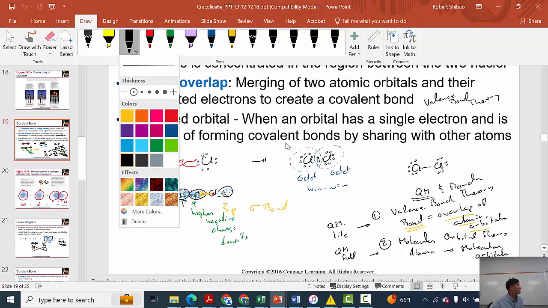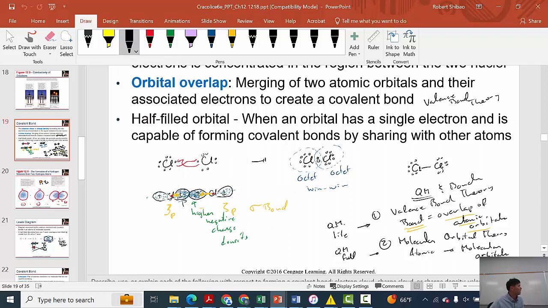If we had a choice between overlapping one 3p orbital here and one 3p orbital here. Does this look familiar, or is this from the morning class? This is chapter 12 still. But where did I leave off on chapter 12? Did I talk about this? The bond? Yeah.